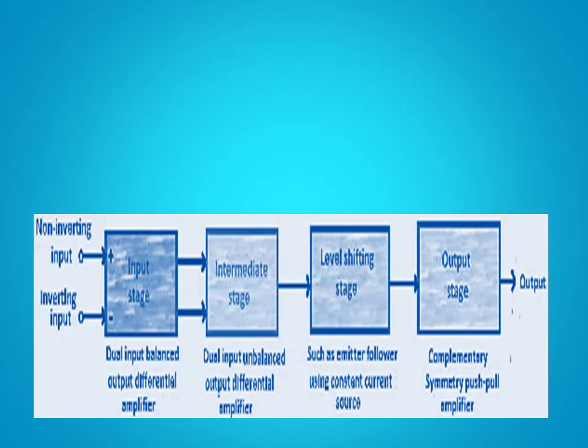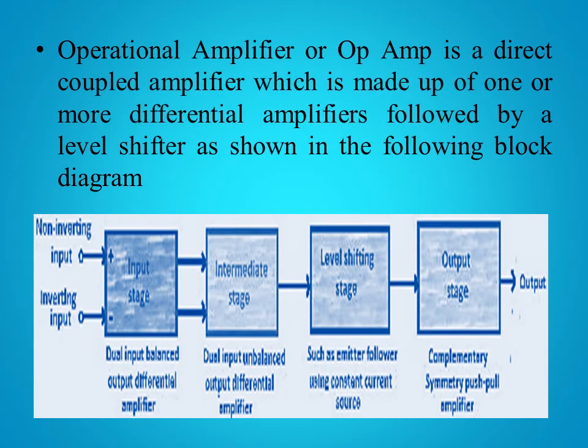So this is the basic block diagram of an operational amplifier. Operational amplifier or op-amp is a direct coupled amplifier which is made up of one or more differential amplifiers followed by a level shifter as shown in the following block.